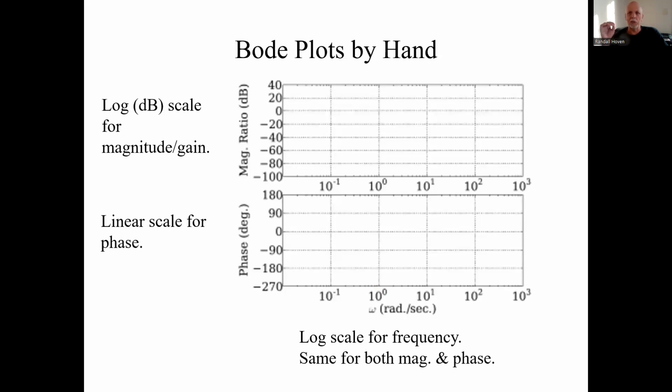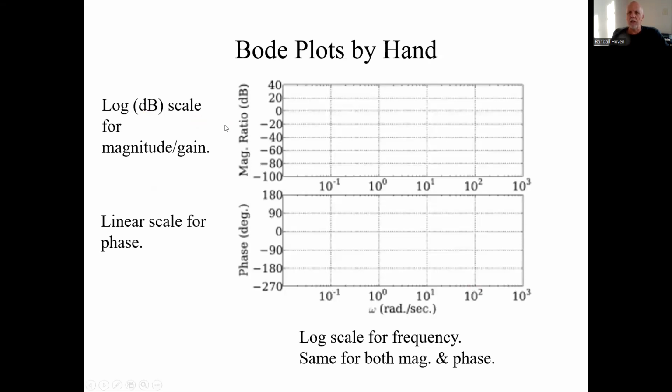So a frequency of 0 is minus infinity here. You can't put it on the scale. 1 radian per second is right here, 10 to the 0. That's 1 radian per second. This would be 10 radians per second. This would be 100 radians per second, right?